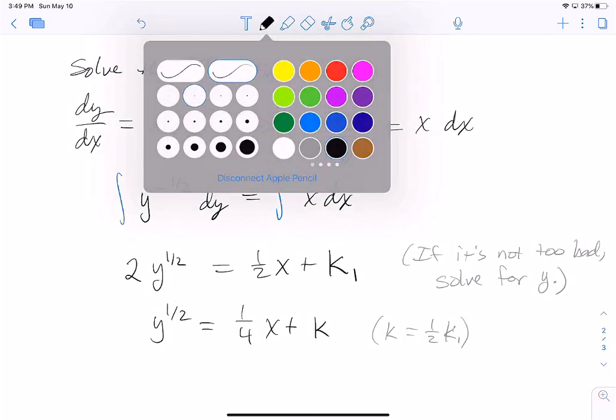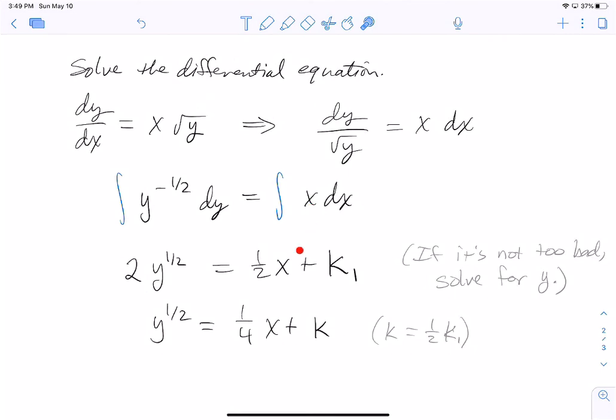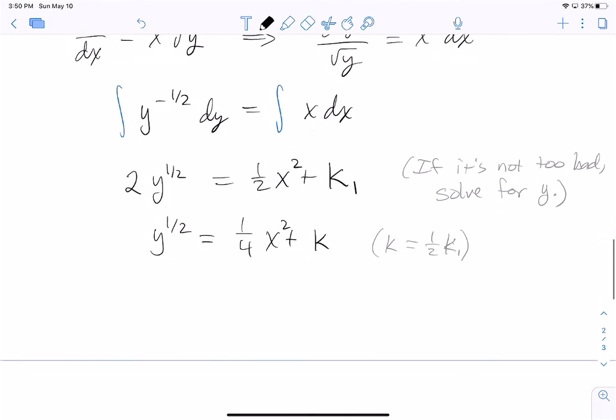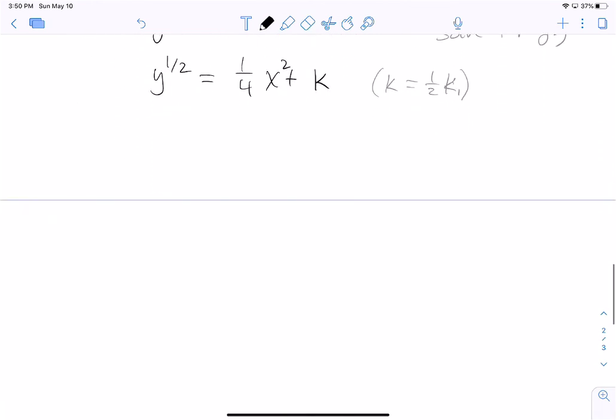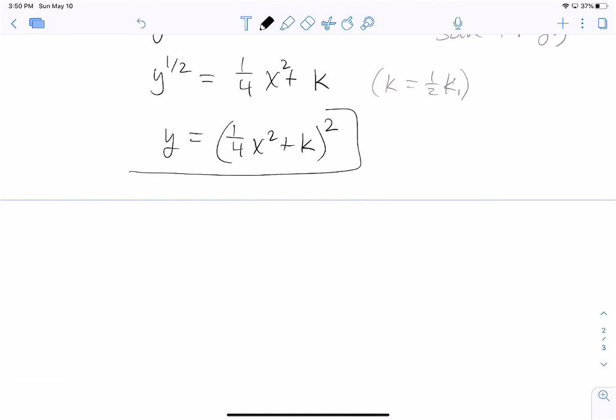Here's what folks should care about. Did you catch my mistake here? I didn't use the power rule on the right. We should have 1/2 x squared plus k1, which then leads to 1/4 x squared plus k, and that equals y to the 1/2. Squaring both sides is going to give us that y is equal to 1/4 x squared plus k, the quantity squared. That solves our differential equation.